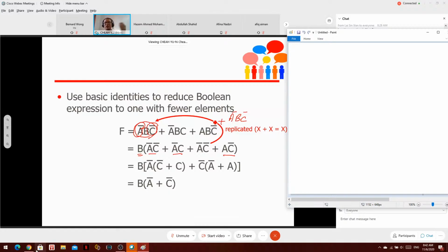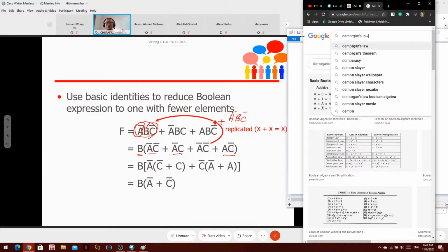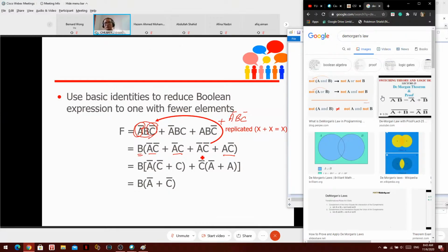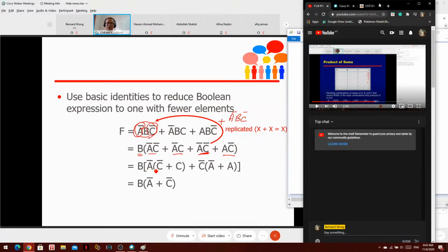Because A or A is still A. It doesn't change the truth of the function. So to help in the simplification, we have chosen to replicate that particular term again, and then we have removed B to the side.